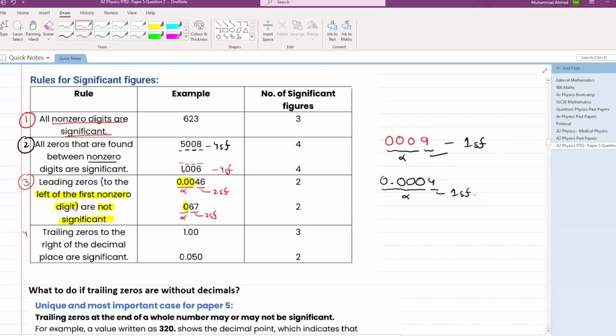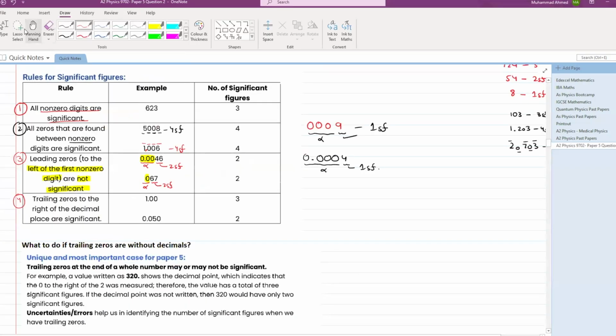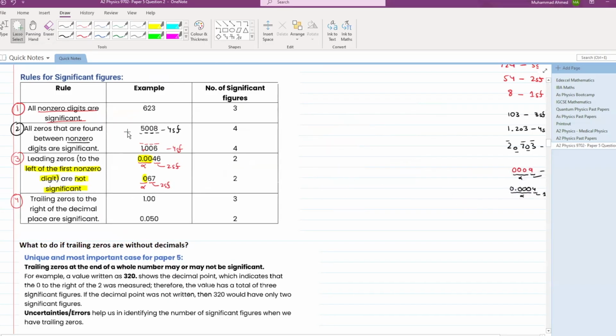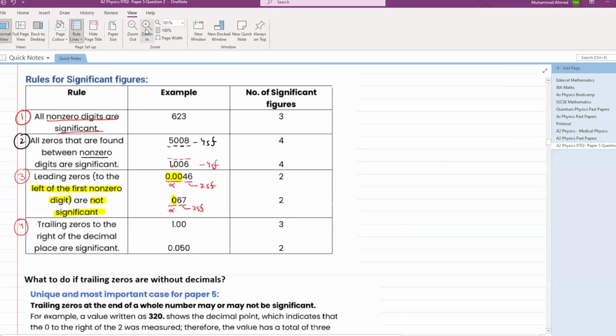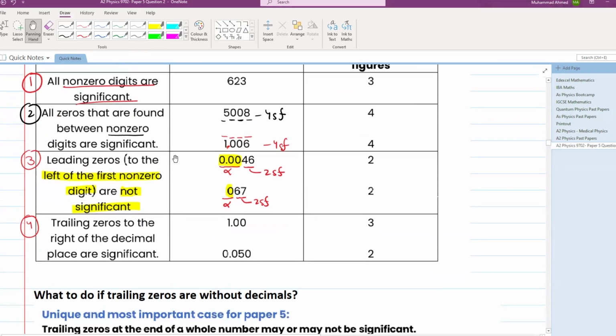Let's move on to the fourth rule for significant figures. The fourth rule of significant figures states that all the trailing zeros after a decimal point are significant. What do trailing zeros mean? Zeros after a non-zero digit, or zeros to the right of a non-zero digit.